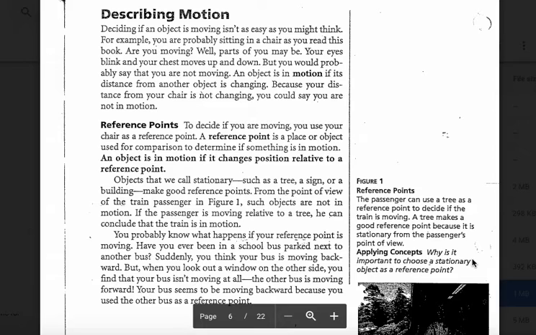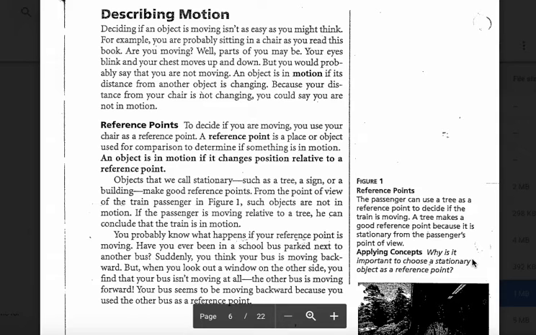Describing motion. Deciding if an object is moving isn't as easy as you might think. For example, you are probably sitting in a chair as you read this book, or watch this video, I should say. Are you moving? Well, parts of you may be. Your eyes blink and your chest moves up and down, but you would probably say that you are not moving. An object is in motion if its distance from another object is changing. Because your distance from your chair is not changing, you could say you are not in motion.